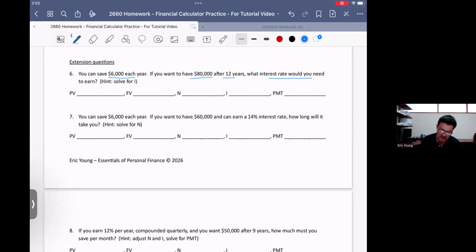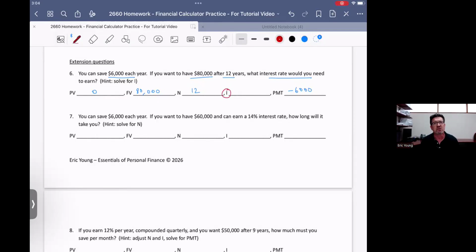So in this one, we know you can save $6,000 per year. Per year makes it a PMT. So we're going to put negative 6,000 because the money's going out. You know that you're going to want $80,000 in the future, specifically 12 years in the future. And because it's a PMT, it's an annuity and not a lump, we're going to put PV of 0. We solve for I. Before you learned the calculator, this would be a paralyzing question.